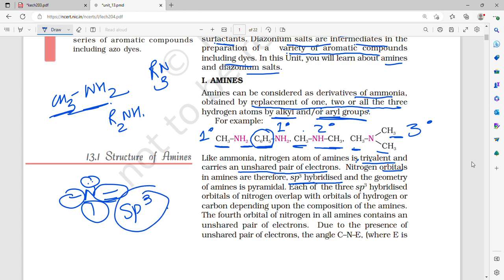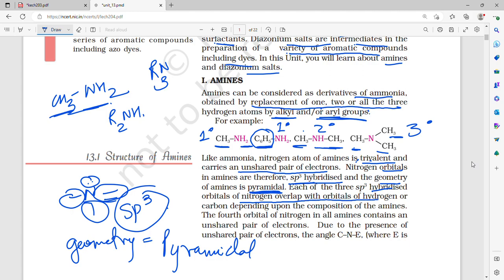Nitrogen orbitals in amines are therefore sp3 hybridized. The geometry of amines is pyramidal. Each of the three sp3 hybridized orbitals of nitrogen overlaps with orbitals of hydrogen or carbon, depending upon the composition of the amine.